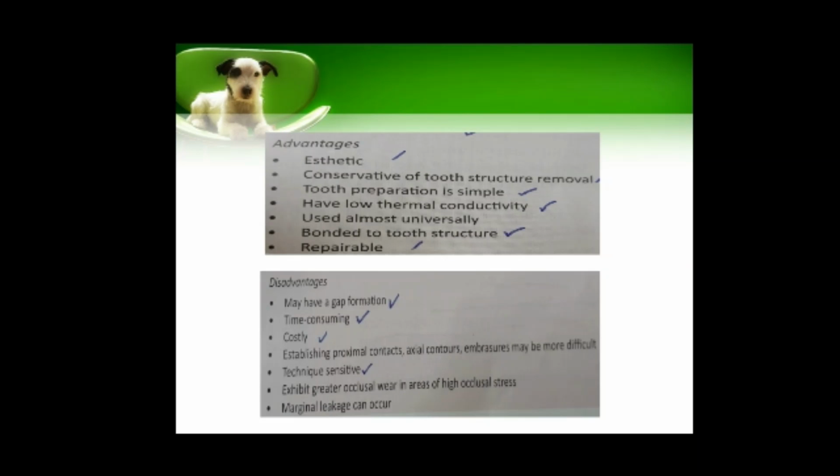Advantages: composites always have a good aesthetic when compared to other materials, they are conservative of the tooth structure removal, tooth preparation is simple, they have low thermal conductivity, are used in all types of tooth preparations, are bonded to tooth structure, and are repairable. Disadvantages include that there may be gap formation, it is time consuming, costly, and establishing proximal contacts, axial contours, and embrasures may be more difficult. So it is technique sensitive and will have marginal leakage due to polymerization shrinkage.